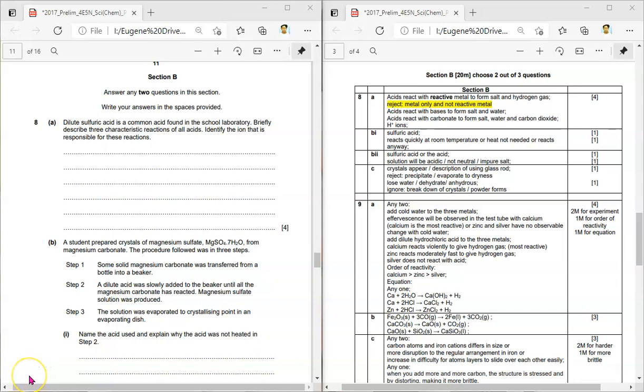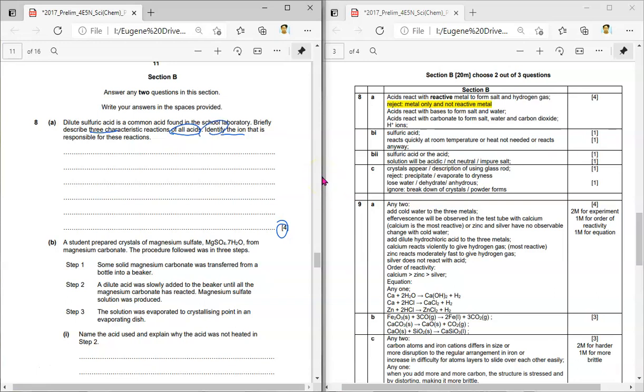Okay, so this is a 2017 prelim 4E/5N Science Chemistry Paper 3. Now we're going to go through the Section B portion. So let's start. Question 8a says dilute sulfuric acid is a common acid found in school labs. Describe three characteristics of all acids and identify the ion that is responsible. So the 4 marks go to the three characteristics, each one, and then identify the ion.